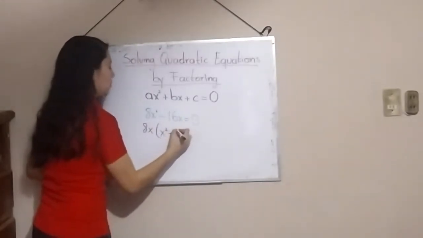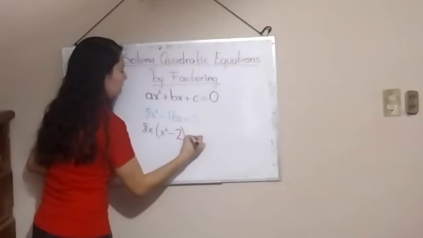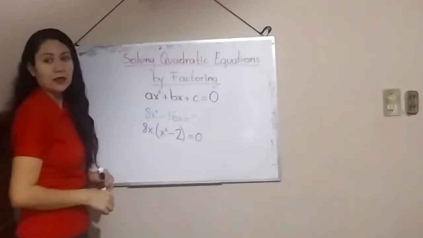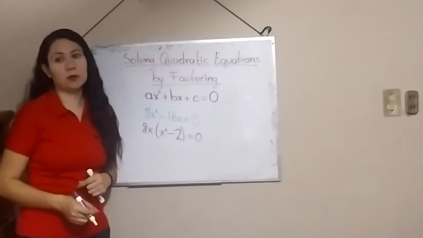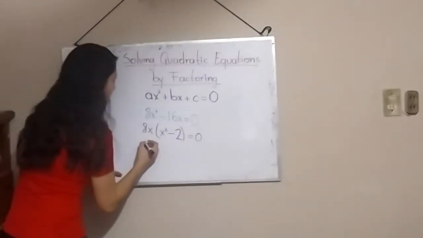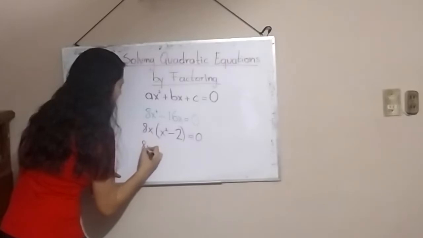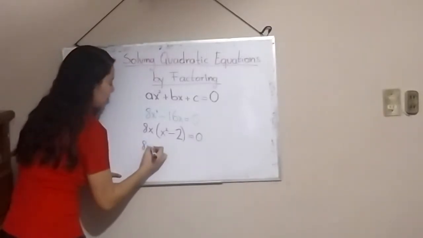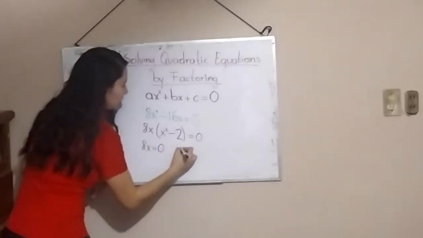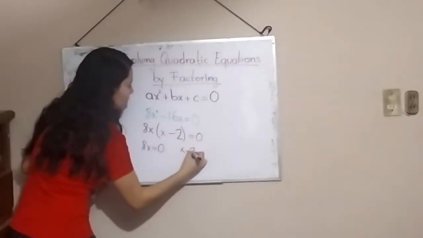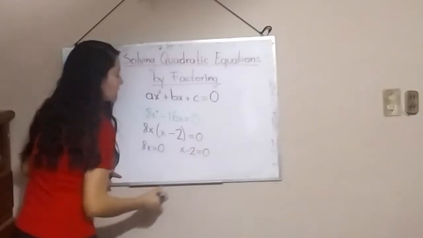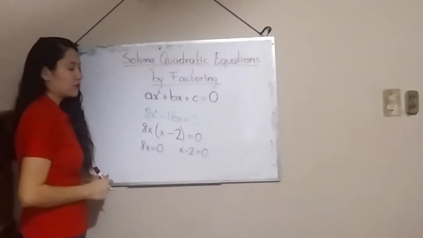x minus 2 equals 0. And we're going to apply the zero product property again. We have 8x as one of our factors, and x minus 2 equals 0 as another of our factors.